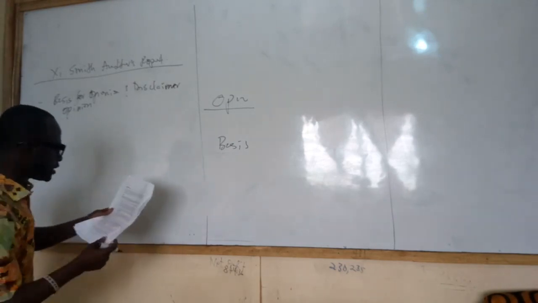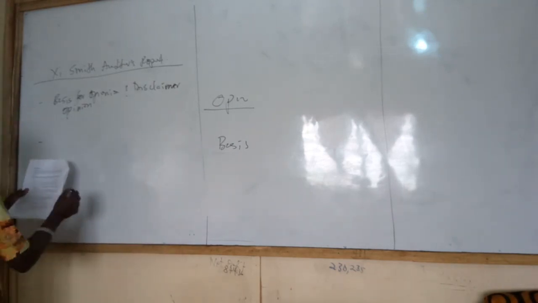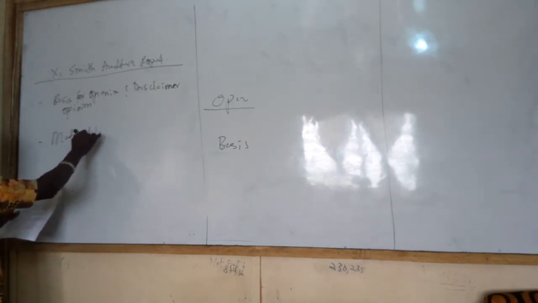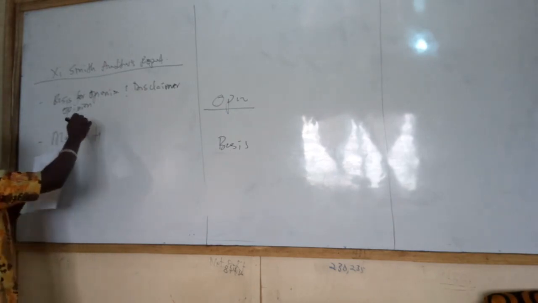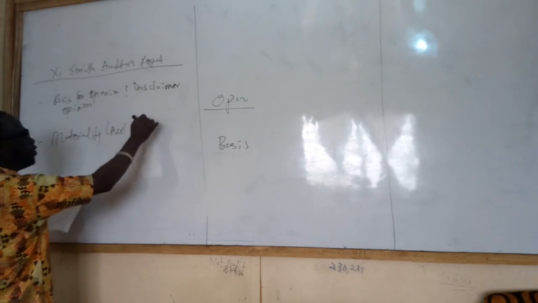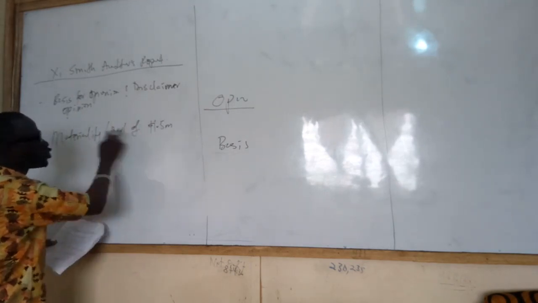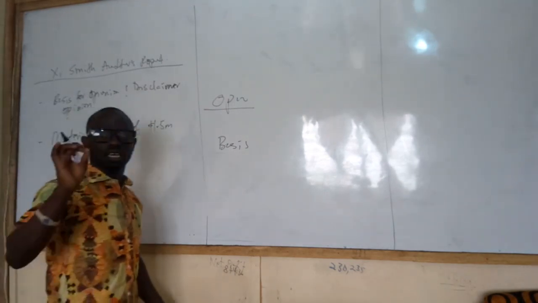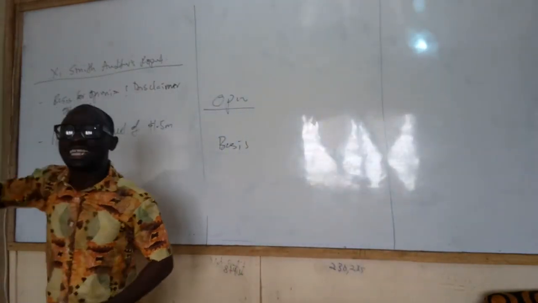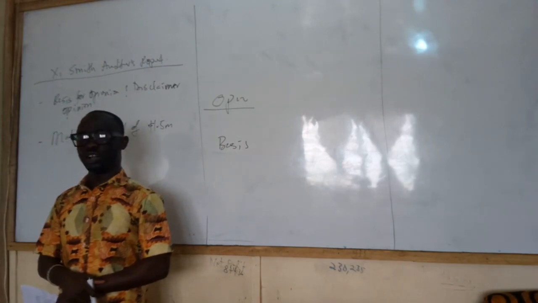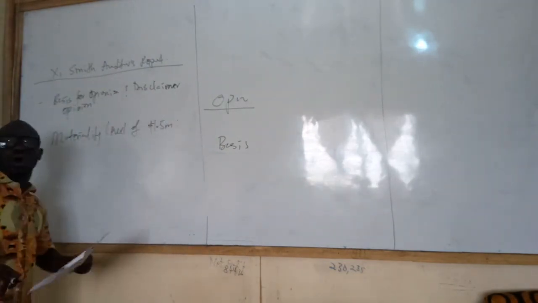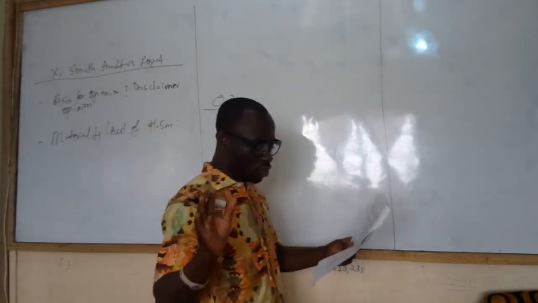The second thing about his report is the materiality he mentioned. I don't know if Zane is male or female, I don't know. Materiality level of $1.5 million. What is wrong with this? The auditor is not required to mention or state the materiality level used in the audit. So that's the second thing. He is not required to state it.